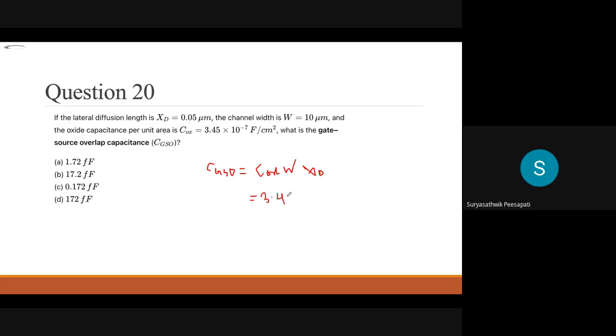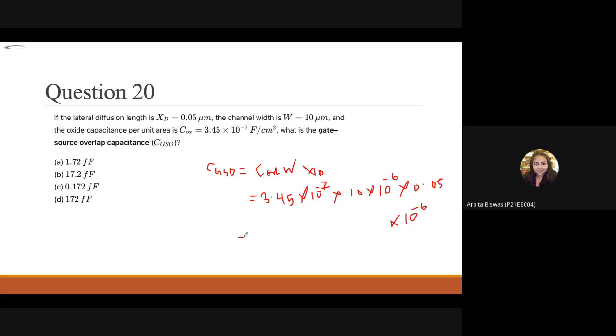It is 3.45 into 10 to the power minus 7. And what is the value of the W? This is 10 micron, 10 to the power minus 6. And what is the value of this XD? This is also in micro, 0.05 into 10 to the power minus 6, right?